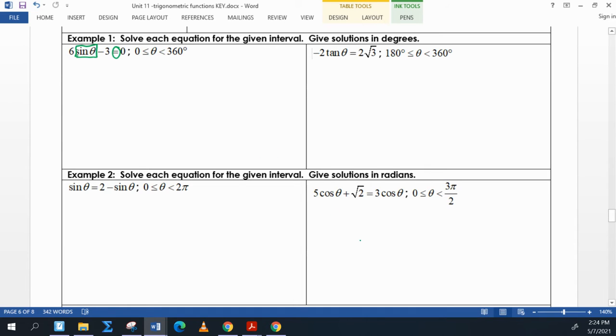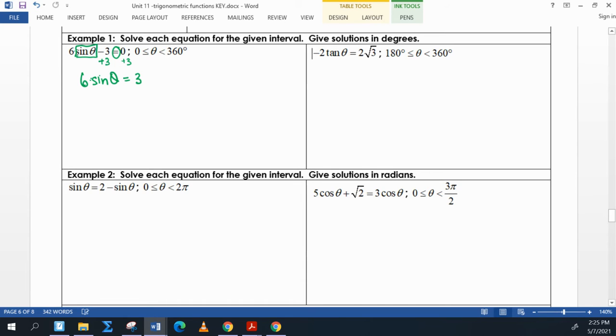And the very first step again is that you're going to get this sine of theta all by itself. So notice this 6 is multiplied. We'll have to undo that, but we like to undo this subtraction first. So this 3 is just subtracted. So we're going to say, let's use our properties of equality and just add 3 to both sides. We're still equal. So now we have 6 times the sine of theta is equal to a positive 3.